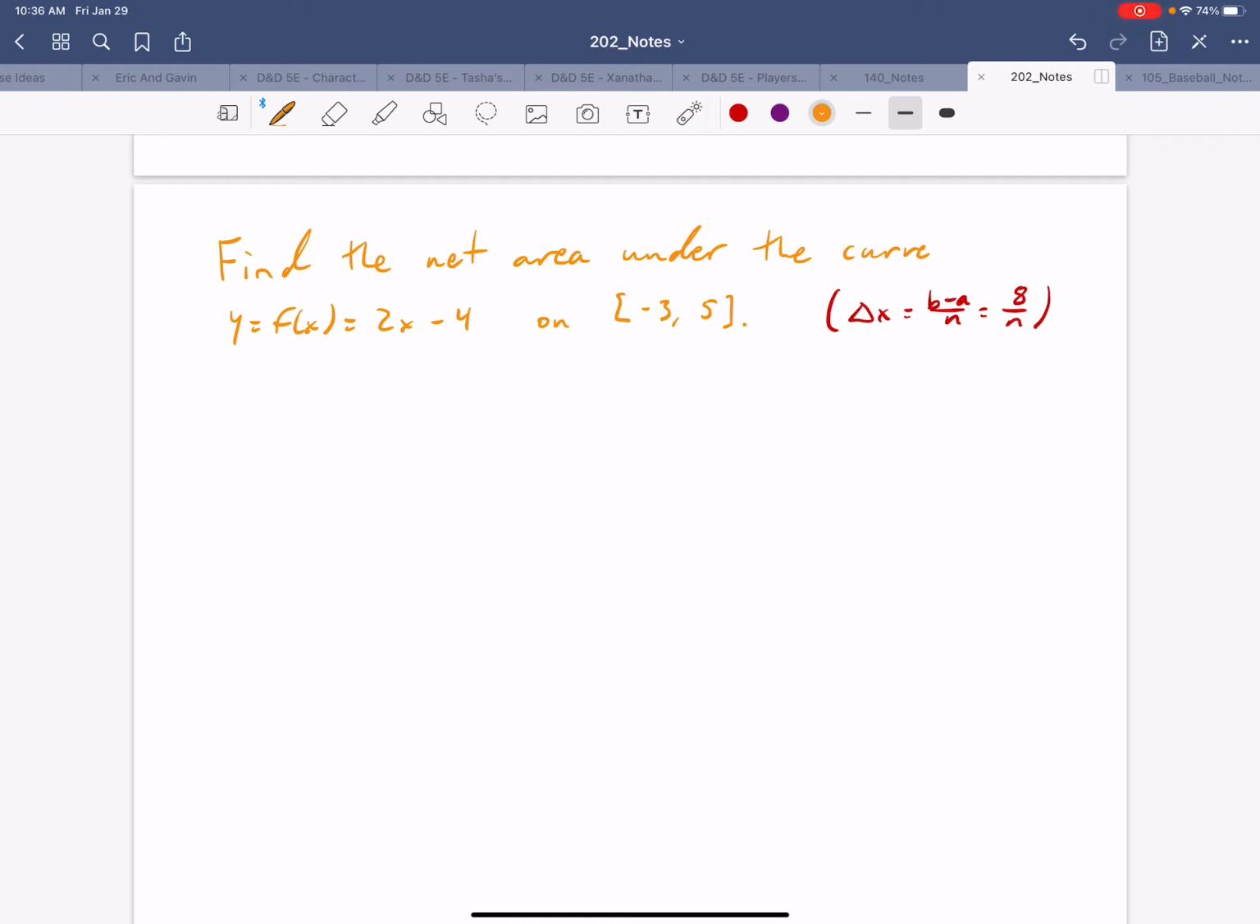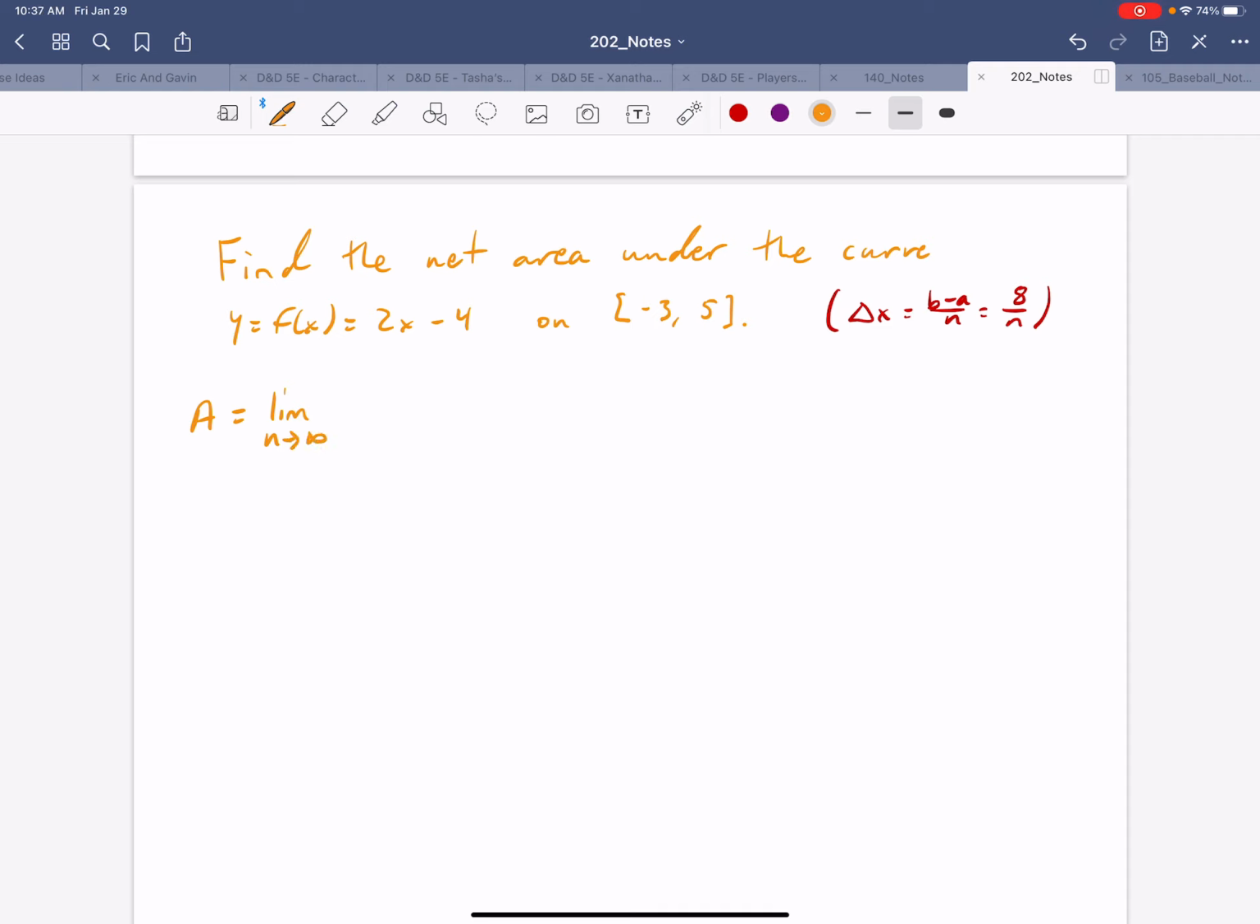Hey everyone, here's another example of a net area problem very similar to the one that we did in class. Again, we have a line, again we have an interval. This time the interval is -3 to 5, so we just have a negative number. So remember that to solve this, we use infinite sums. We take an infinite limit.